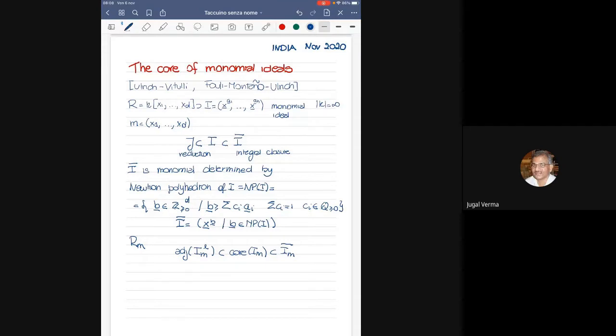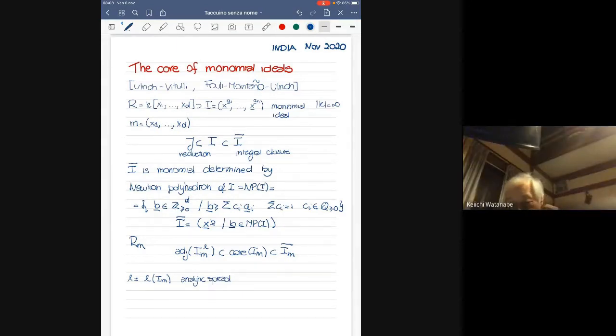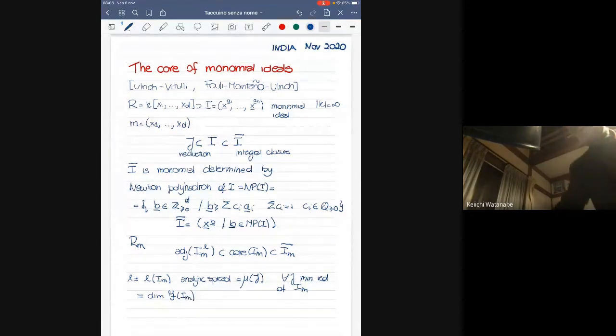The l that you take here is the analytic spread of I localized at m. You cannot really define the analytic spread in the global case, so I take l to be the analytic spread of I localized at m, which is the minimal number of generators of J, for J a minimal reduction of I localized at m. It is also, remember we talked about it last time, the dimension of the special fiber ring of I localized at m. We talked about that last time.